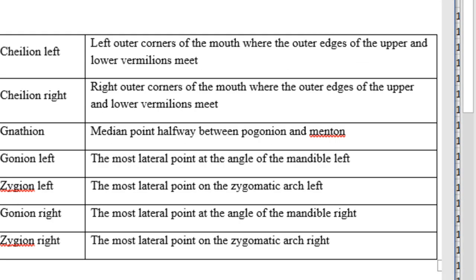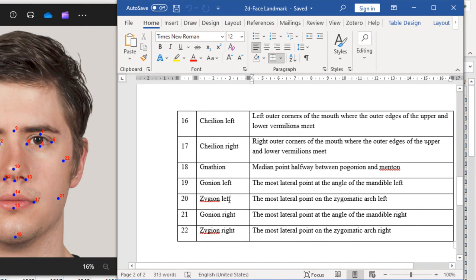So this is zygion. You have 20, zygion left. You can see here 20, zygion left. 21 is gonion. You can see 21 here, gonion left. You can see 18 here, gnathion. 18 is gnathion. So you can see cheilion left and right, you can see them here.